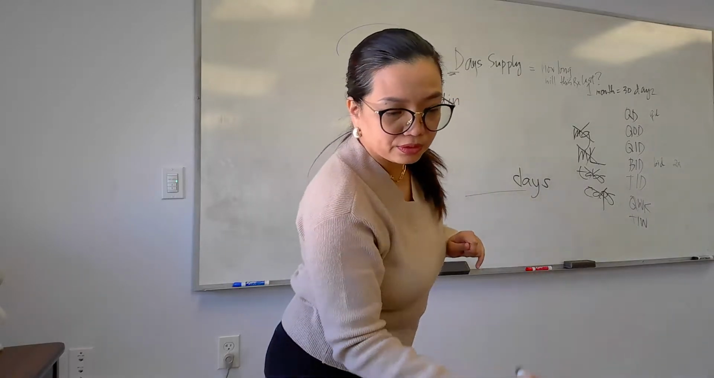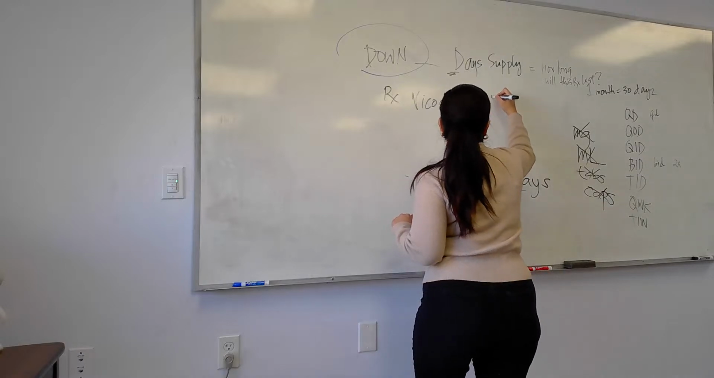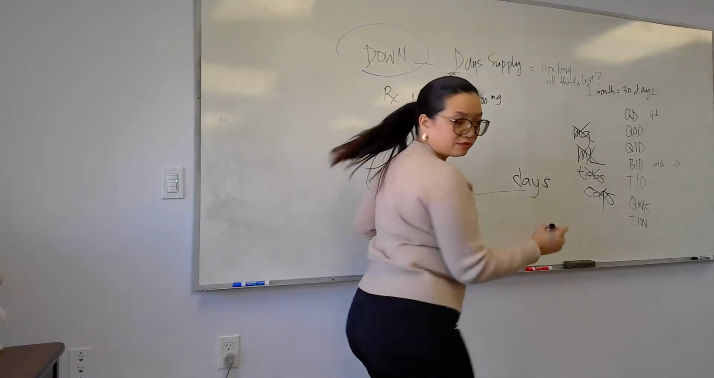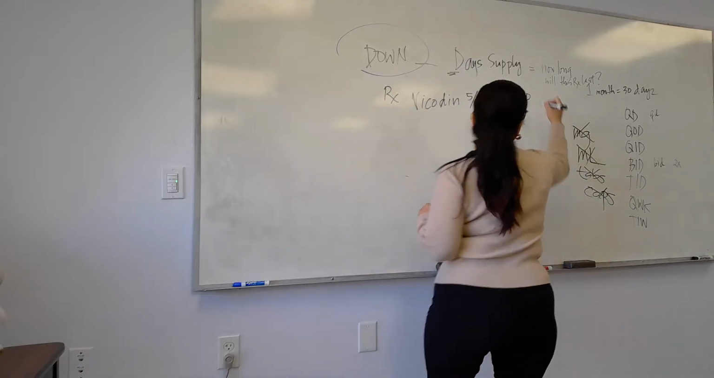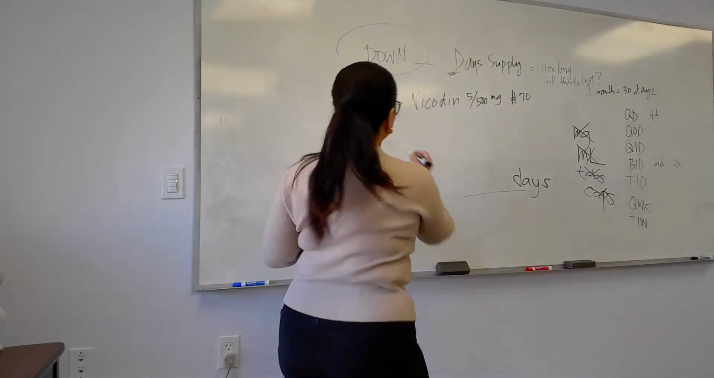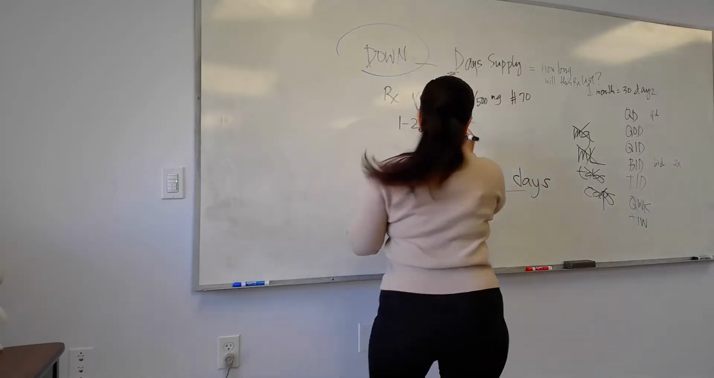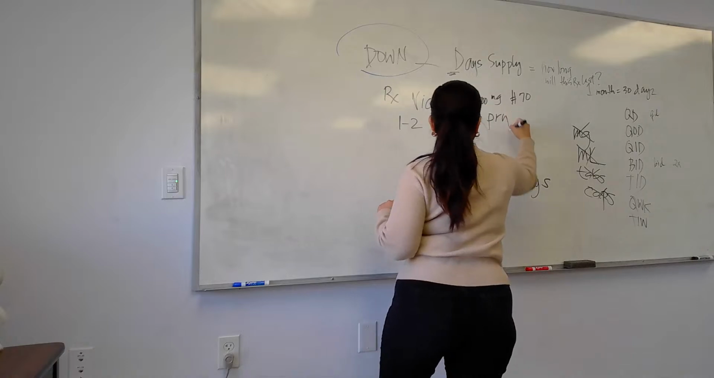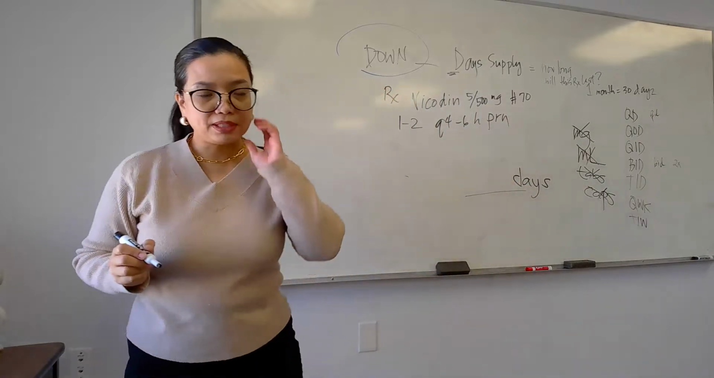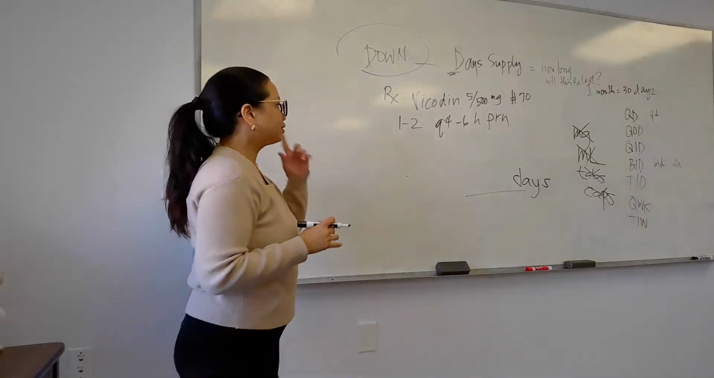So this is an old prescription because we don't have 5/500 anymore. 325. 5/500 milligrams. Quantity 70. 1 to 2, Q4 to 6H, PRN. You have to calculate day supply. Pay attention, freshmen, because this is not usual.